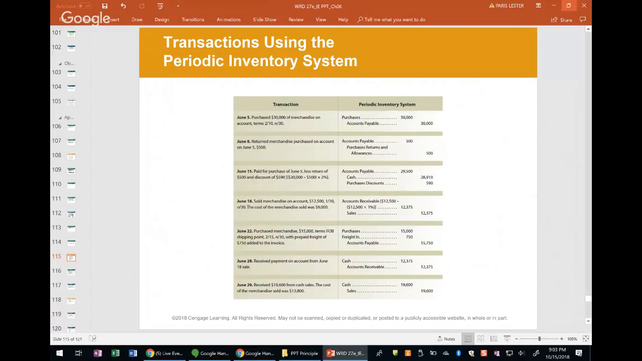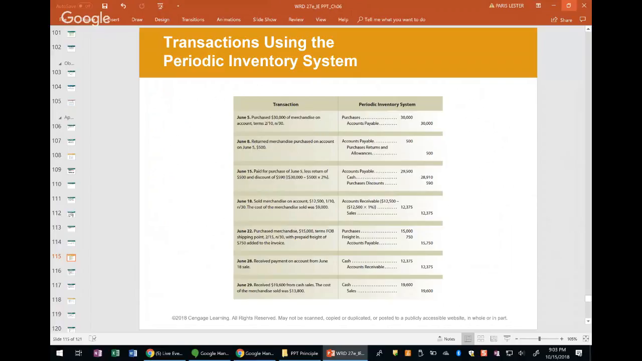Anybody? Oh, no. It would always be accounts payable, Kelly, credit. What would we debit? We would debit merchandise inventory under perpetual. Under periodic, we debit purchases.